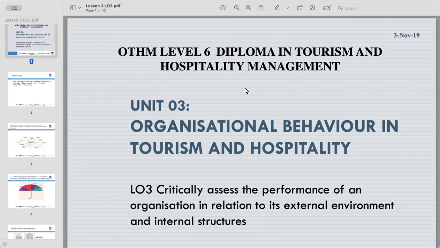The aim of this unit is to equip you with the knowledge and skills necessary to critically assess the performance of an organization within both its external environment and internal success.